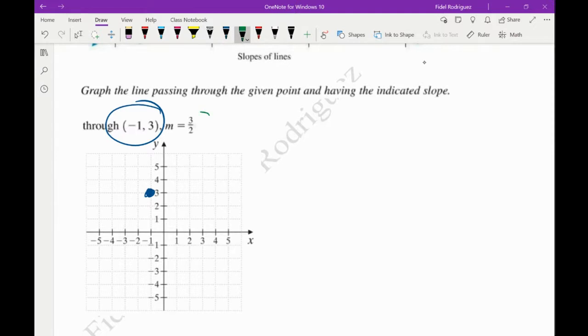Now, we also know the slope of the line. The slope is 3/2. So what am I going to do? 1, 2, 3, 1, 2. Does that make sense? We're good so far? All right. The only thing it's asking me to do is graph the line. So we did. We drew the line for us, right?